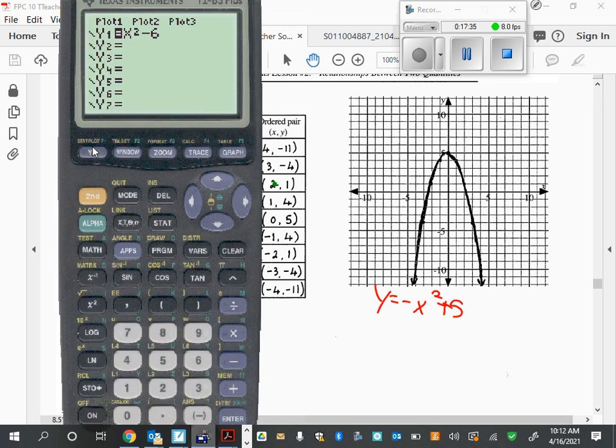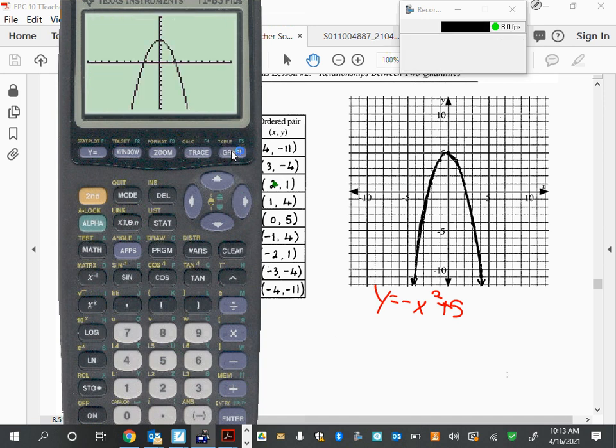Y equals a negative. You have to press your negative sign to the side of the enter button. You can't press subtract or it's going to say error. You can never press a subtraction sign when it says negative. So negative, I should clear this first so I don't keep something. X squared plus 5. Check to make sure everything's good. Looks exactly like it. Now let's find the vertex.